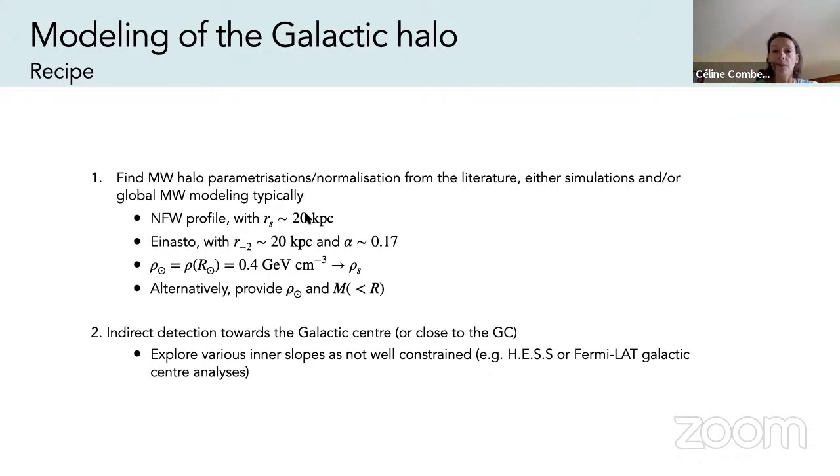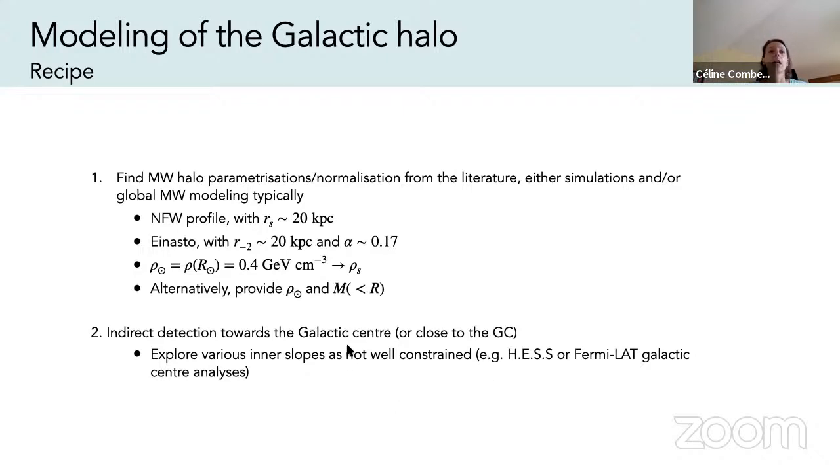So for example, what has often been used to describe the galactic halo is to take an NFW profile with the scale radius roughly of 20 kiloparsec. Same for an Einasto profile, but with this kind of slope. And then if you have r_s from somewhere, you can use the measurement of the local dark matter density to scale your dark matter profile and get the normalization ρ_s. Alternatively, you can also take the measurement of the local dark matter density and try to find an enclosed mass within a given radius, and that will also allow you to normalize your profile.